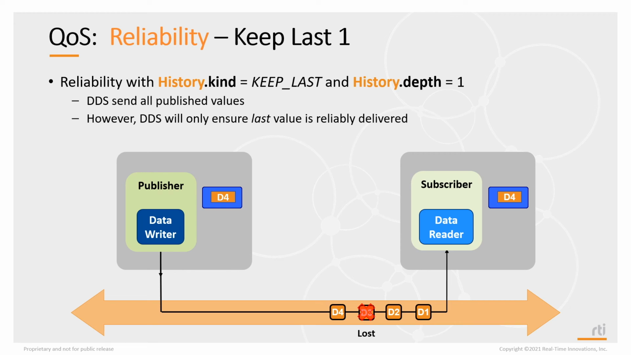We'll just make sure that D4 is received. So continue on, you send D5, you send D6, and you send D7, and for some reason D7 is also lost. In this case, perhaps before you send the next value, DDS determines that D7 is lost. DDS has a copy of D7 and is able to repair it. But no matter what, only one value, the last value, is important in terms of reliability.